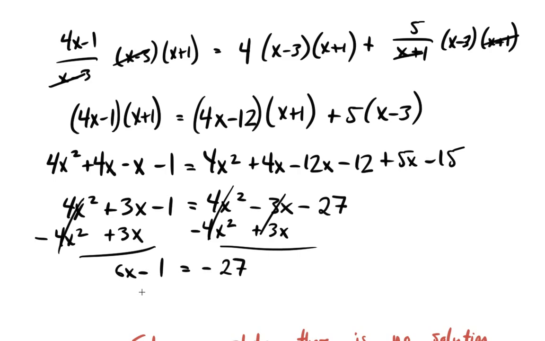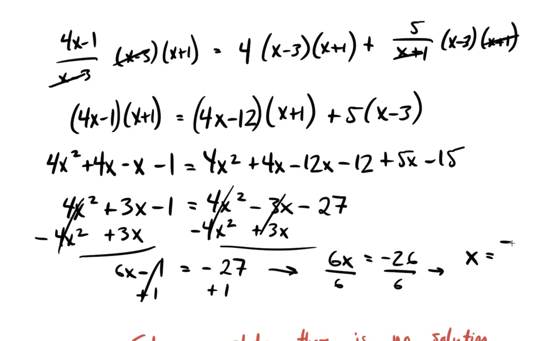So then we're going to add 1 to both sides. So these cancel out. Negative 27 plus 1 is going to be negative 26. And then finally we're going to divide by 6. So x is negative 26 over 6, but of course that can be simplified because they're both divisible by 2. So this will be negative 13 over 3. Negative 13 over 3.